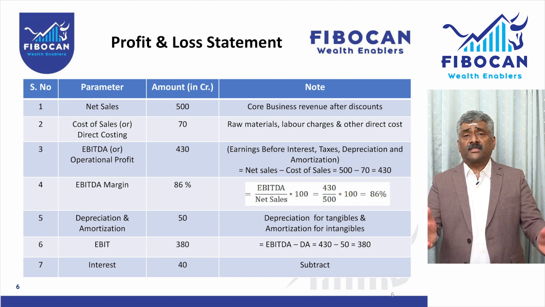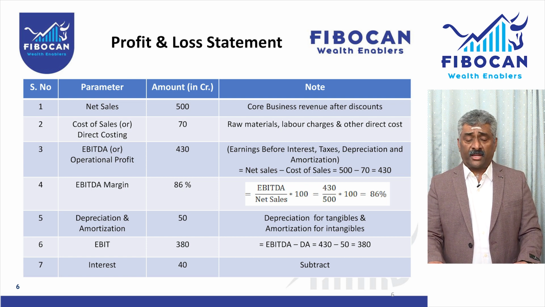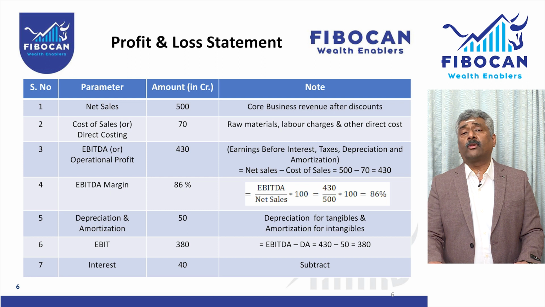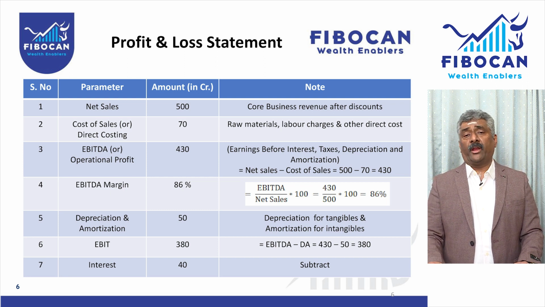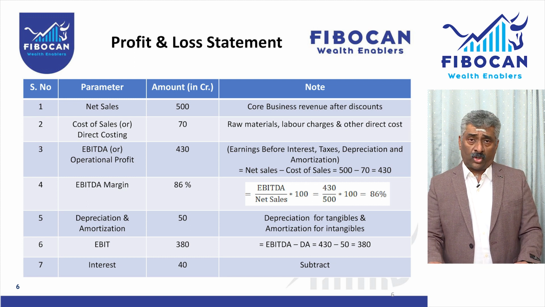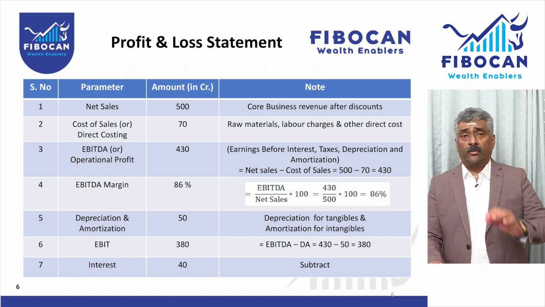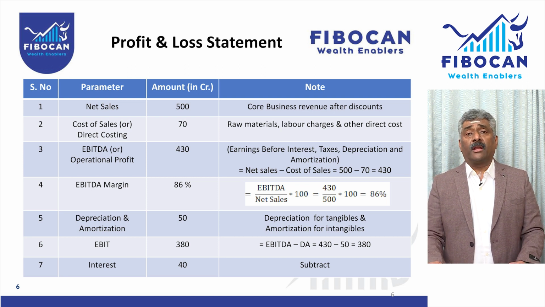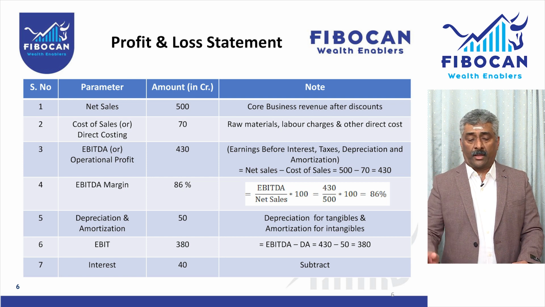So when you deduct cost of sales from net sales, what you get is 430 crores. That is nothing but EBITDA, earnings before interest, tax, depreciation, amortization, or it is also called the operating profit margin or also gross profit margin. So this is the actual operating profit a company is able to make. So number one, every company should try to make at least an operating profit. Forget about the other profits.